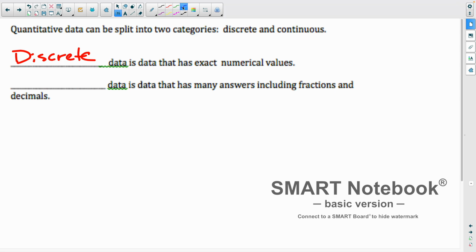How many likes did you get on your Instagram post today? That's discrete data, all right? Make sense? So I can count it. This is what I can do. Continuous data is data that has many different answers, including fractions and decimals and all kinds of things.